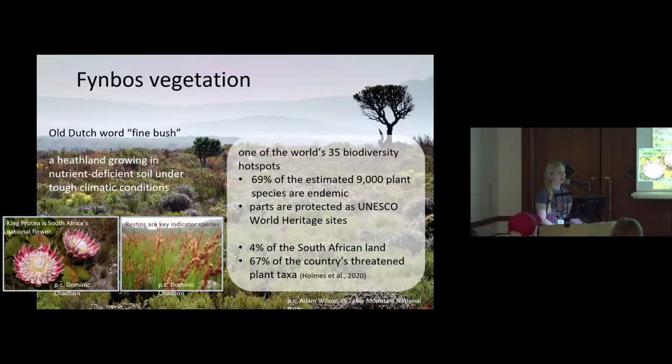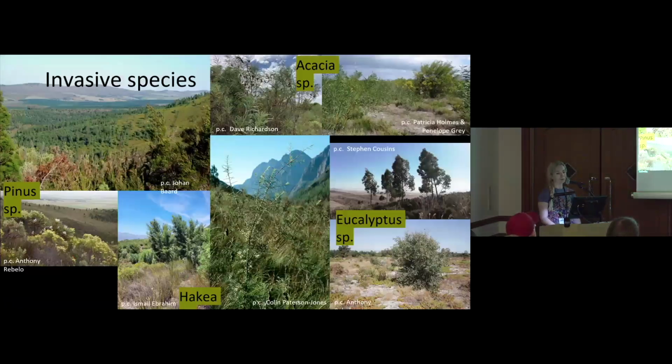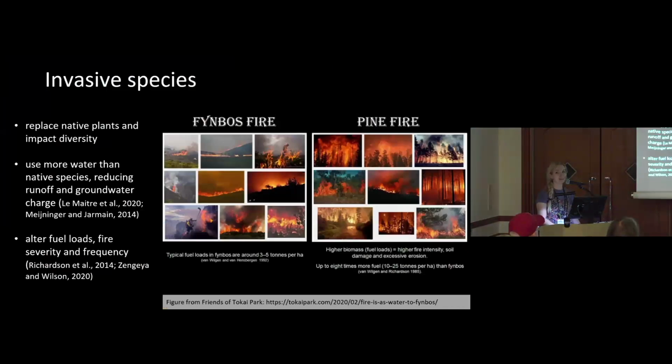So fynbos is an Old Dutch word for fine bush, and a very healthy grassland has multiple of these, and they're very specialized to being able to grow in nutrient deficient soil, so the type of stuff that you would find on the Cape. So they are also kind of small, and we're having an issue where invasive species are coming onto this grassland. So pine, acacia, and eucalyptus trees are taking over areas of the Cape, which has some pretty serious impacts for fire loads.